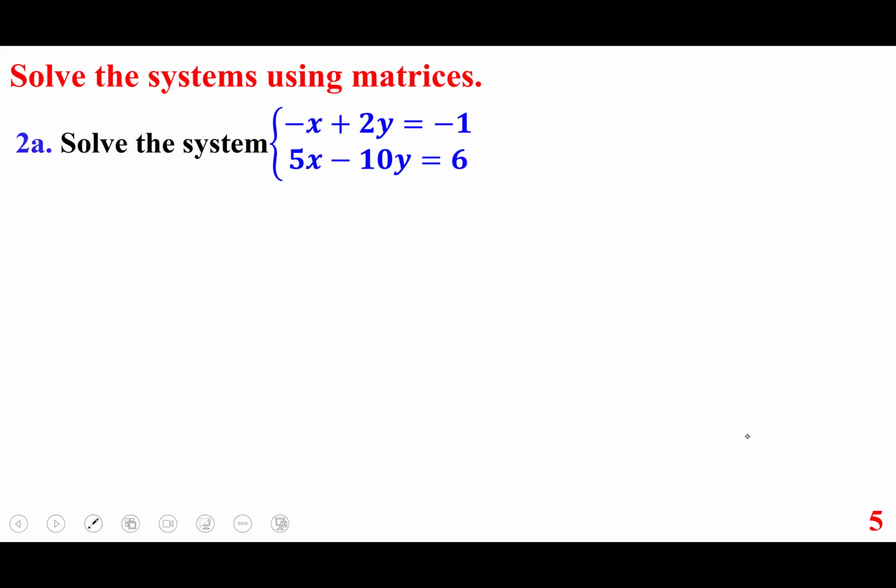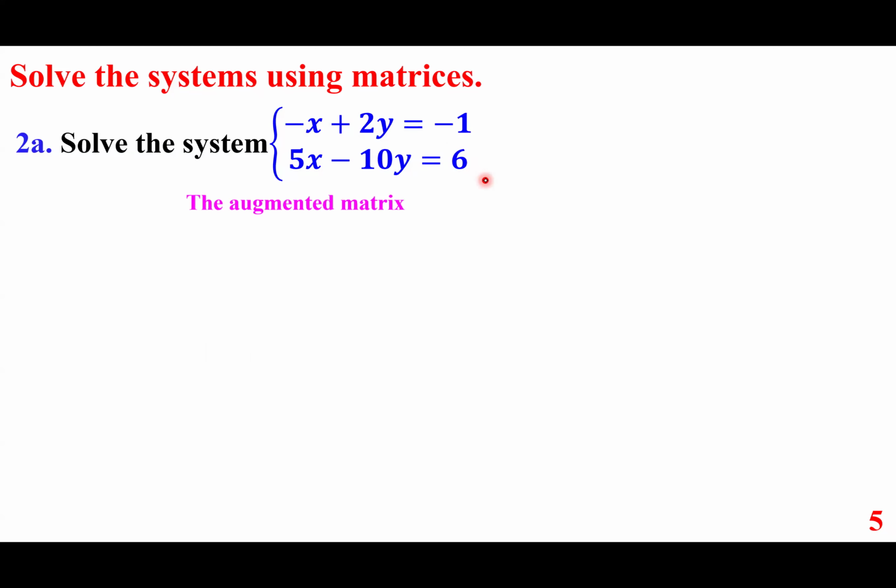Let's make some sense out of this. Here's a system we want to solve. Minus x plus 2y equals minus 1, 5x minus 10y equals 6. And I hope you remember that we just did that. But I want to go with the matrices. In other words, I'm repeating question 2a. Now, the coefficients of x and y, minus 1, 2, 5, minus 10, that's the coefficient matrix. The last column, the solution column, is minus 1, 6.